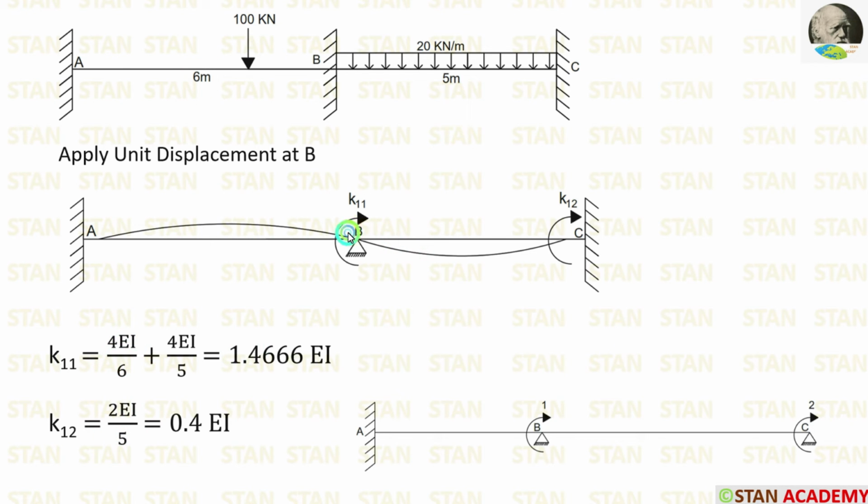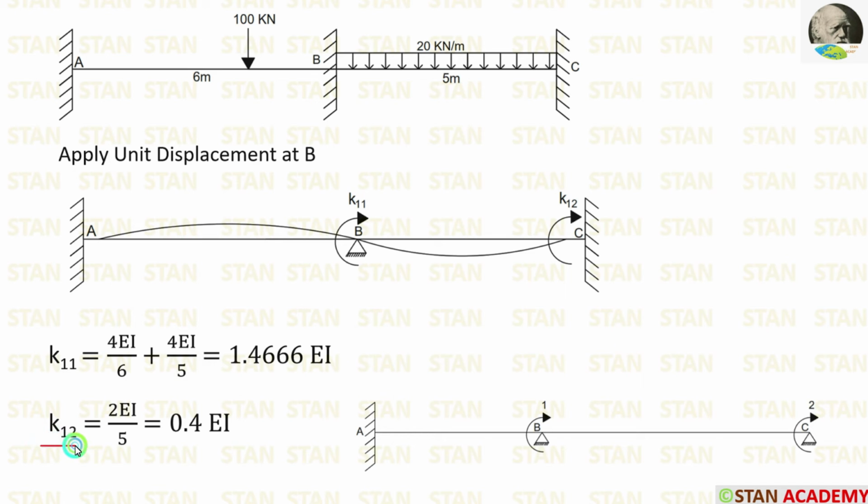Now, let us look from the point B on the right side. On the right side also, we are having a fixed support. If the parent is fixed, the formula is 4EI by L. The length of BC is equal to 5 meter. We can apply that. For K11, we are having two values. We can add both of them. After adding, we are getting 1.4666 EI.